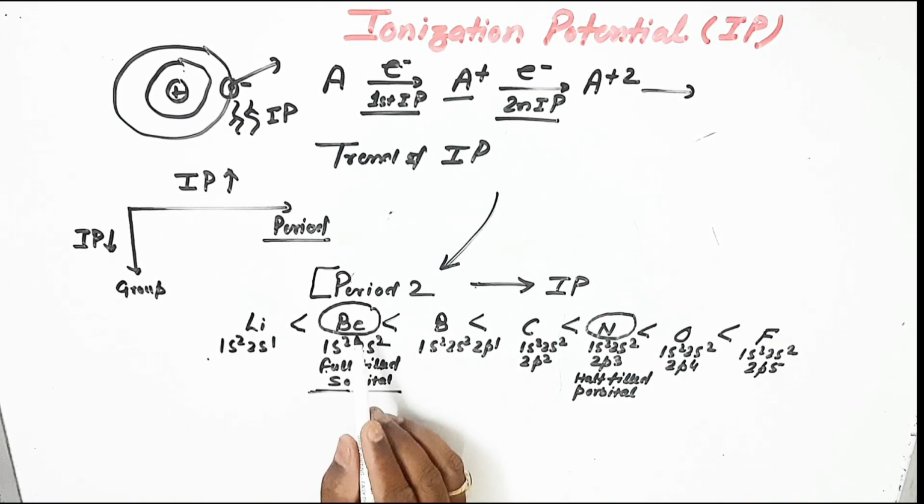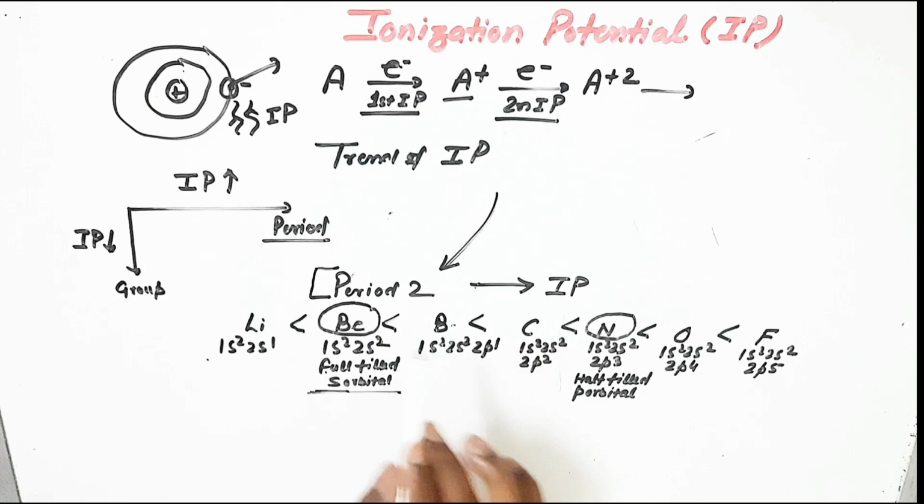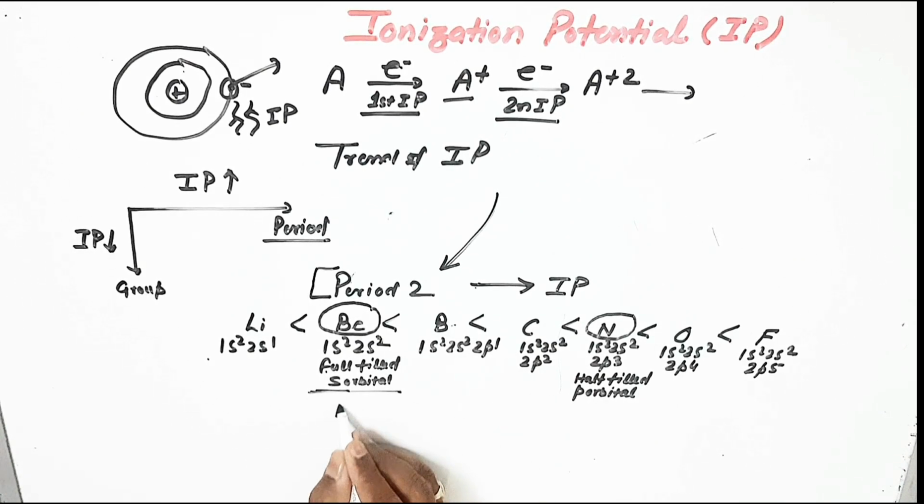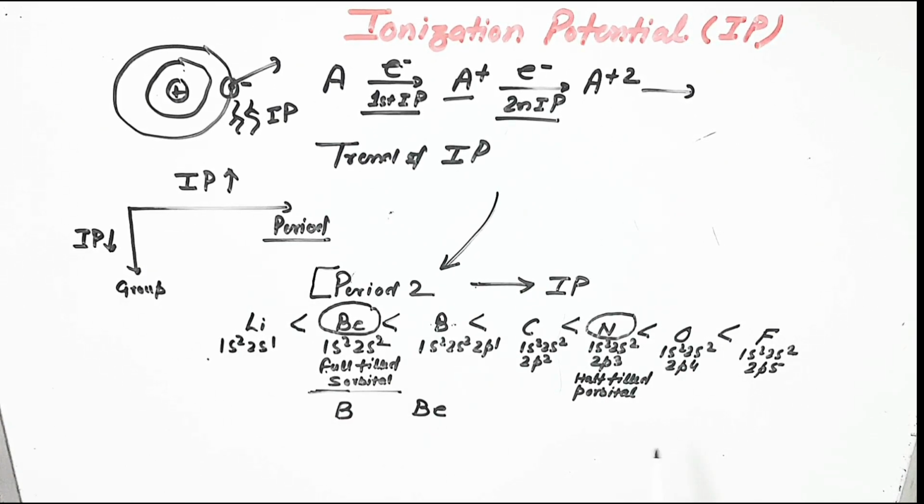Means what? It will supersede its next family member. From the next family member it will interchange. Means order will be reversed. Boron will come first and beryllium will go ahead. First interchange happens here. Then you come here, normal trend.